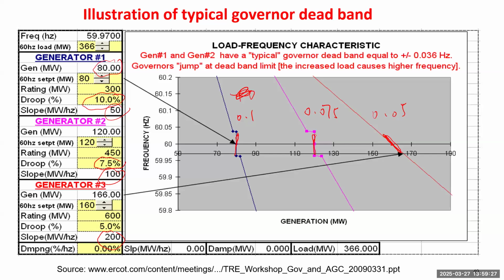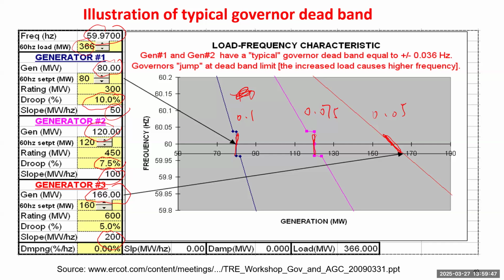The generation setting point for first unit is 80, second unit is 120, and third unit is 166. And the total load right now is 366. And the frequency is not 60 hertz because there's some dead band.